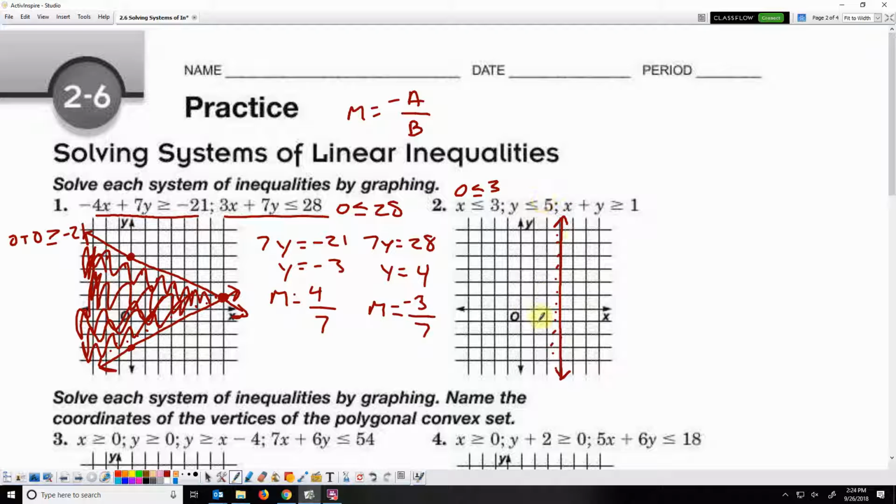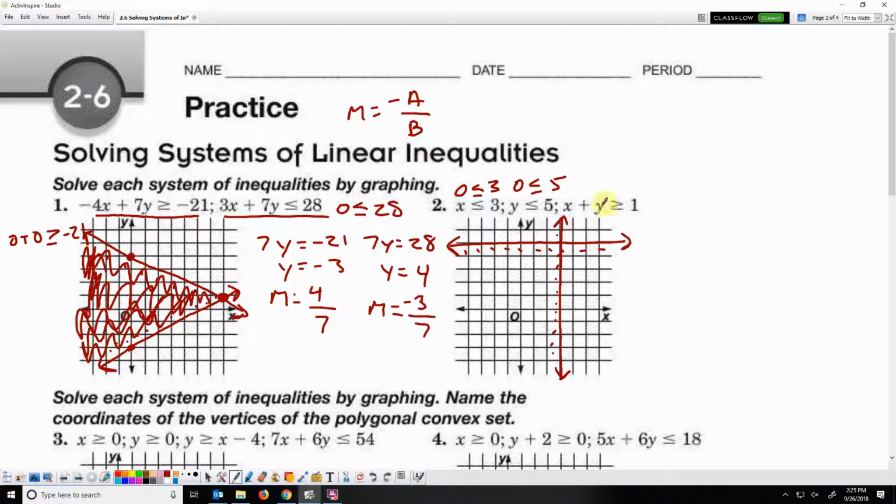Y is less than or equal to 5, so I graph y as 5. Zero is less than or equal to 5. That is true, so this one also shades toward the origin. So far, it's this region here that's gotten shaded both times.